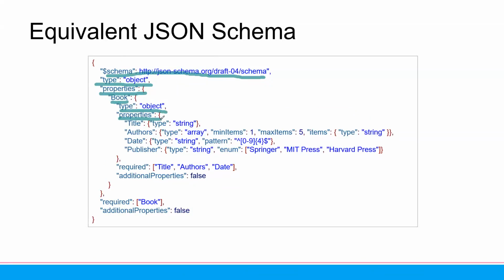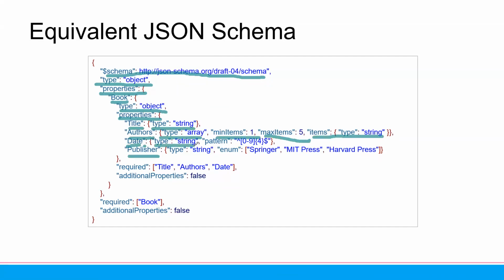And what are the properties? We will have title, authors, date, and publisher. And the title type is string. The author's type will be an array. And the minimum item is 1, the maximum item is 5. And for each item, the type will be string.